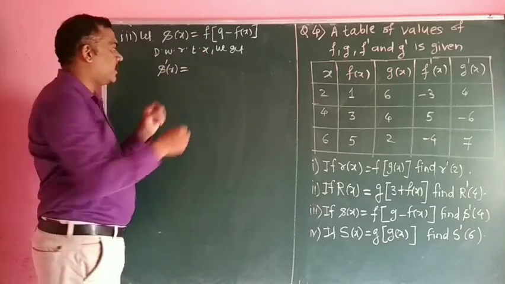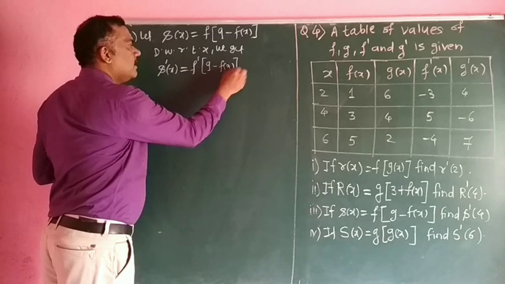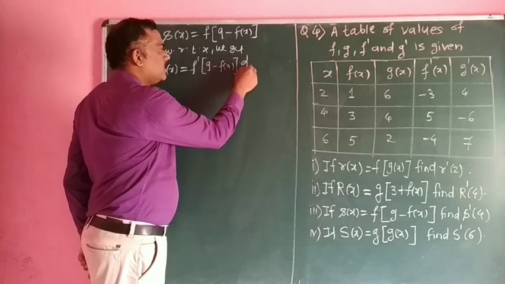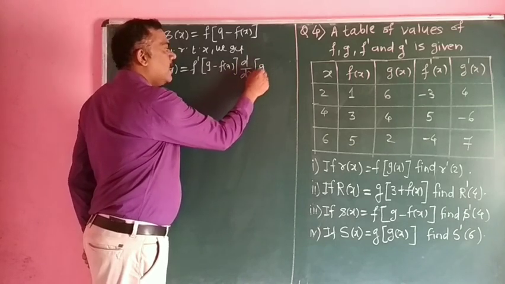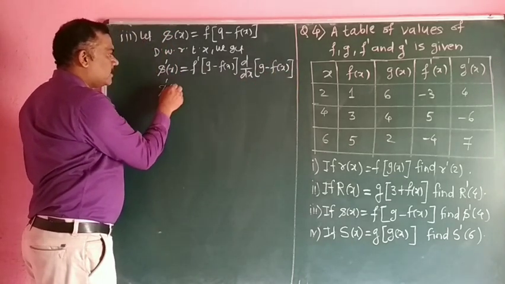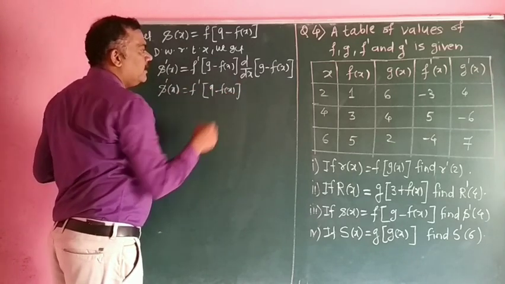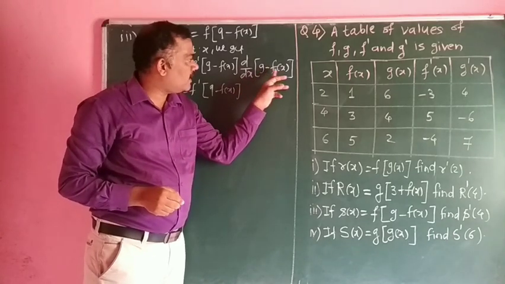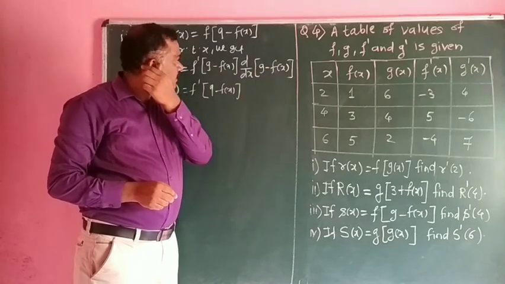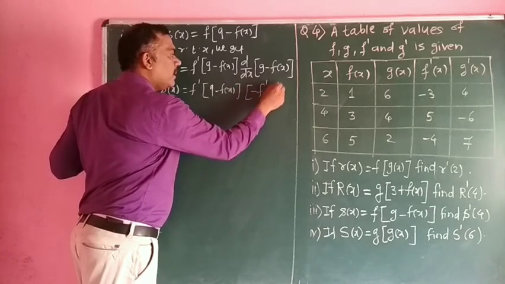Differentiating with respect to x, we get s dash of x is equal to, first we take the derivative of f, that is f dash of 9 minus f of x, into d/dx of 9 minus f of x, by using the derivative of the composite function. So s dash of x is equal to f dash of 9 minus f of x into, 9 is a constant whose derivative is 0, minus the derivative of f of x with respect to x, which is f dash of x. That is 0 minus f dash of x, which is nothing but minus f dash of x.